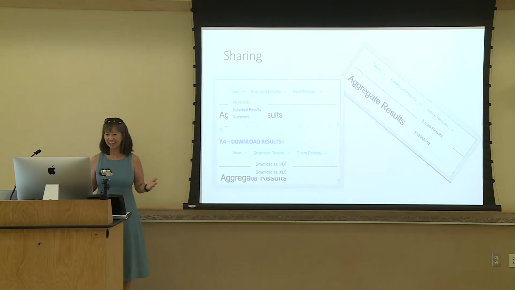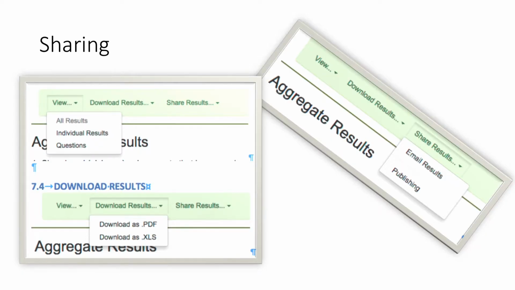All right, so when it gets to sharing, you can download your results and do whatever you want. You could share your aggregate results with your department chair, your faculty chair. And when I say aggregate, what it means is when you look at your results, you can look at it by student, right?